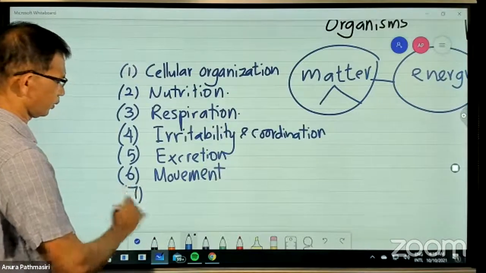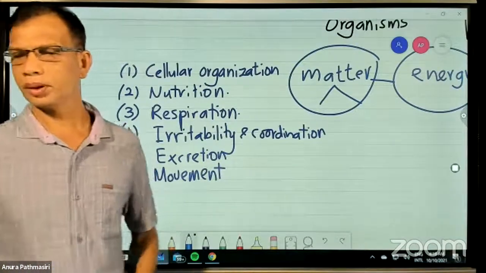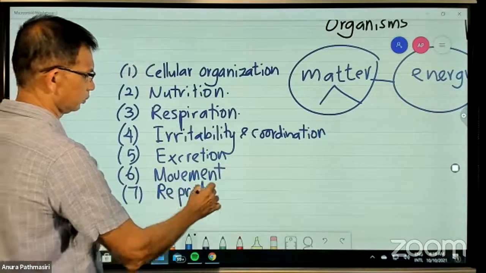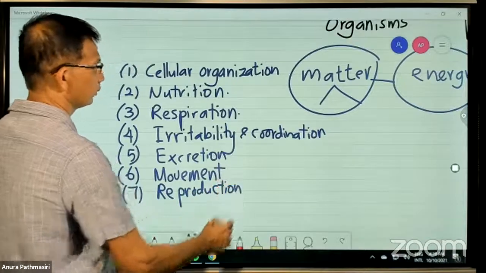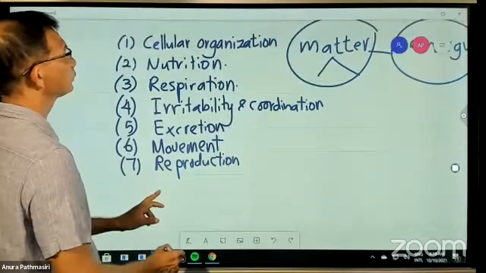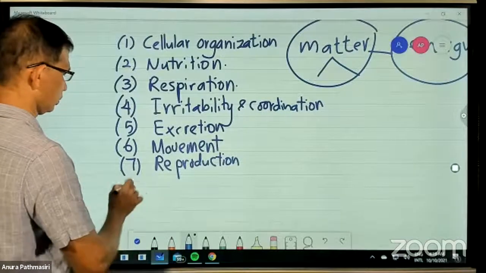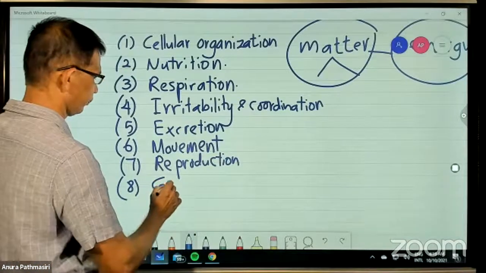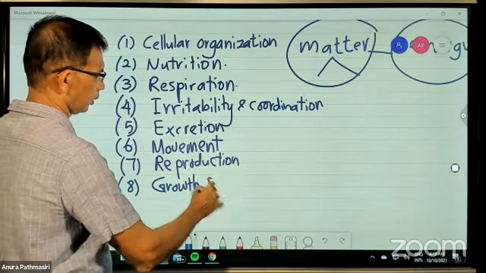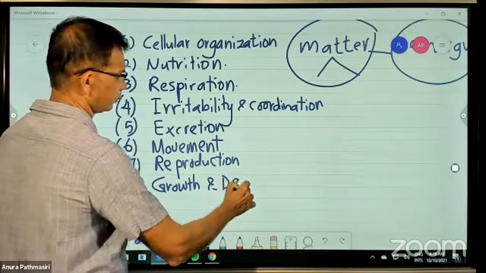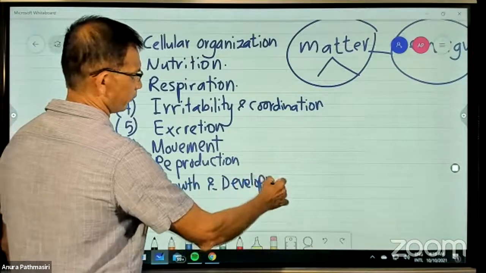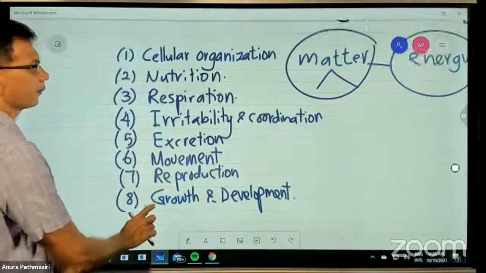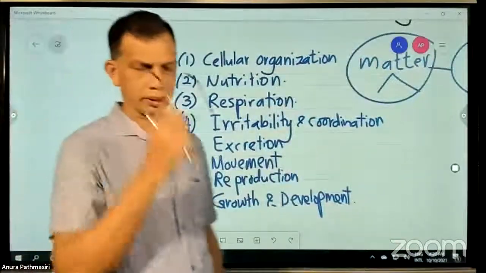And the seventh one, reproduction, and last, growth and development. So these are the characteristics of living organisms.